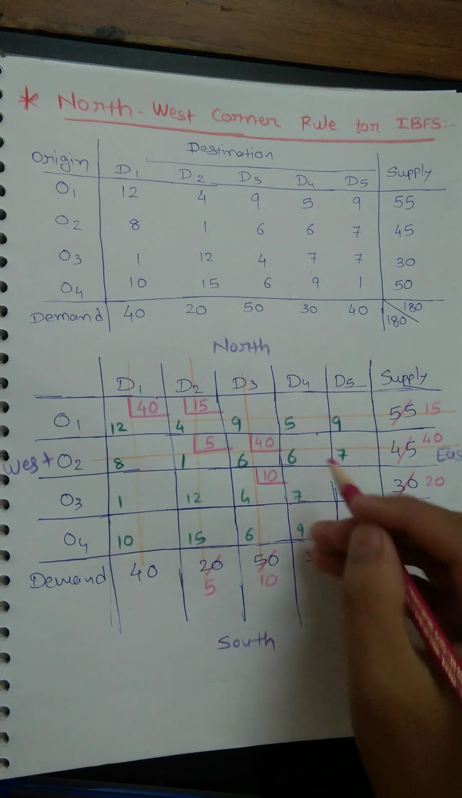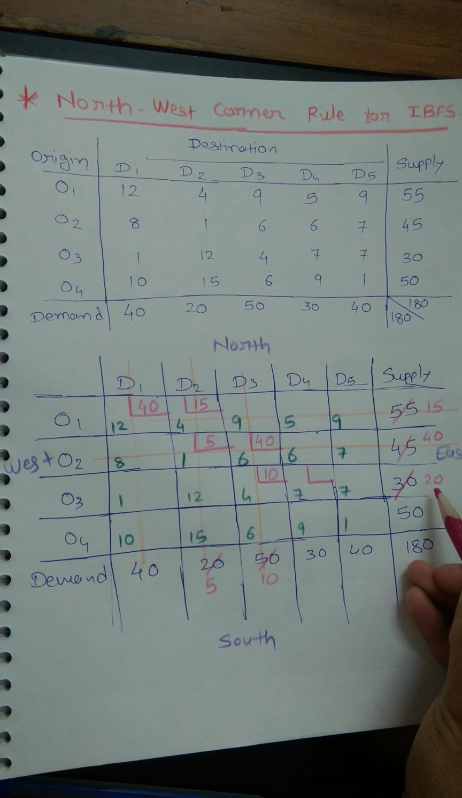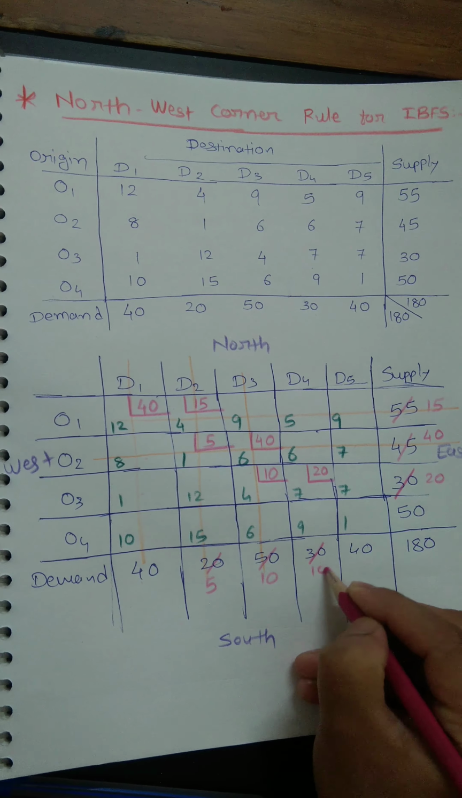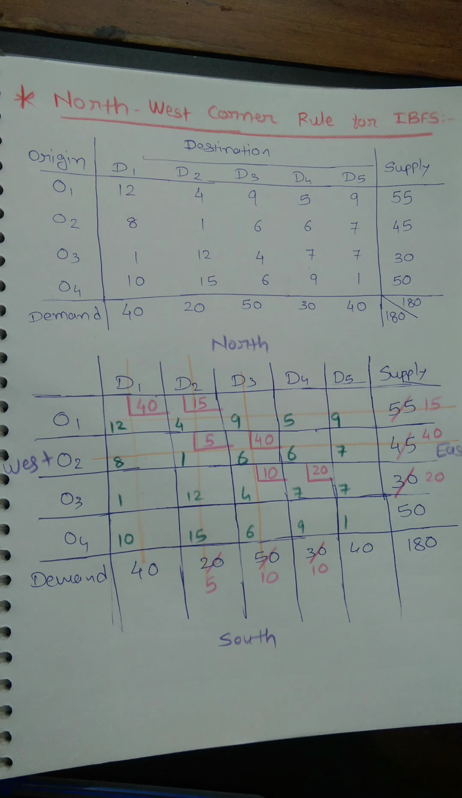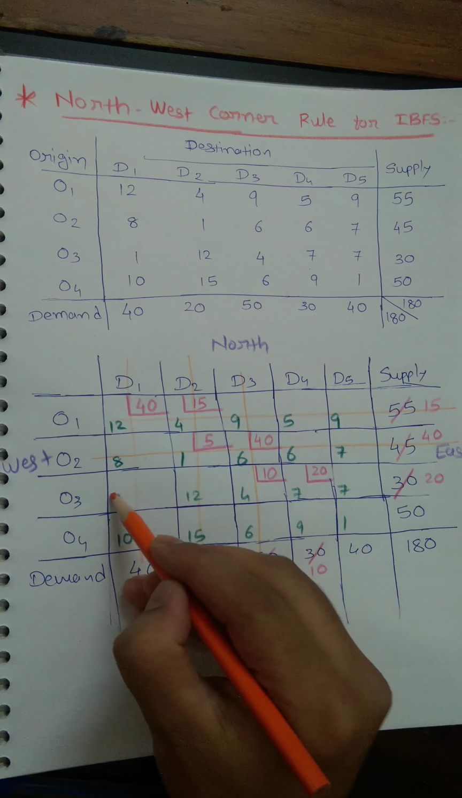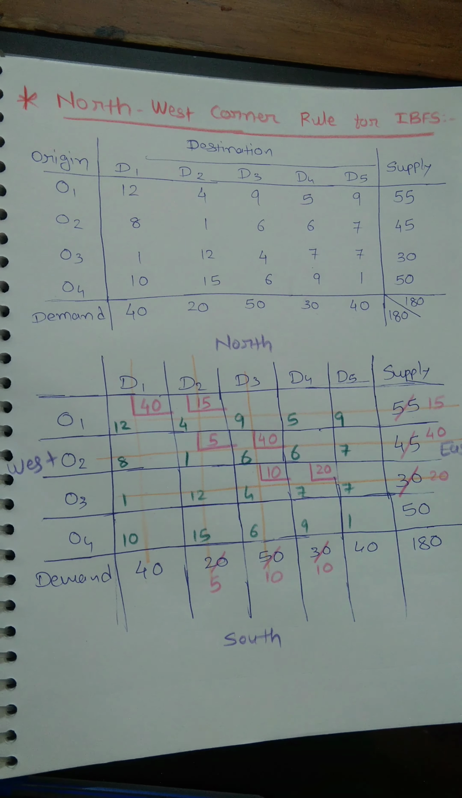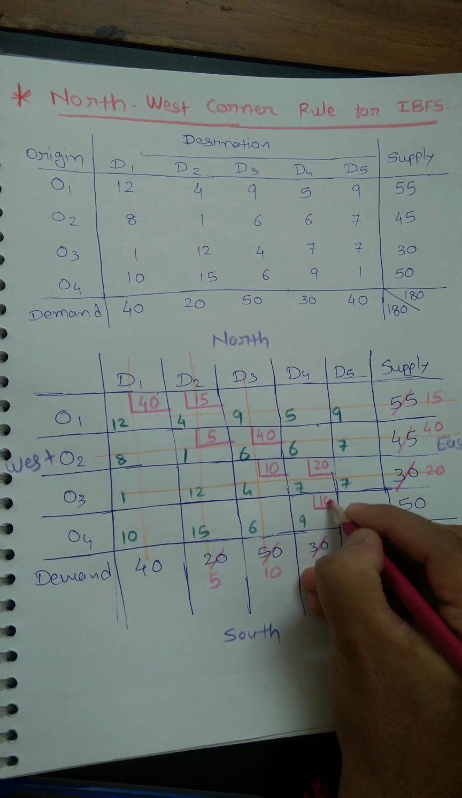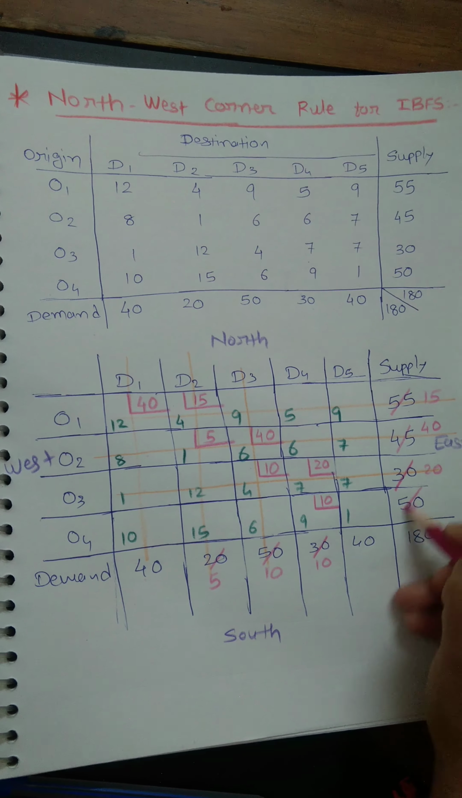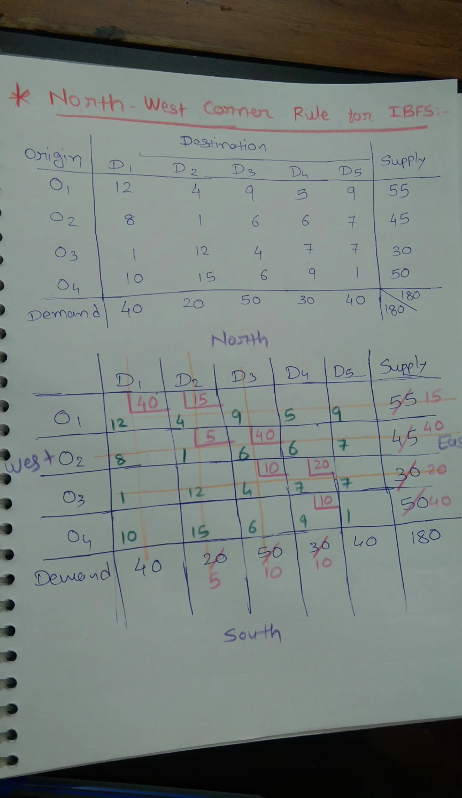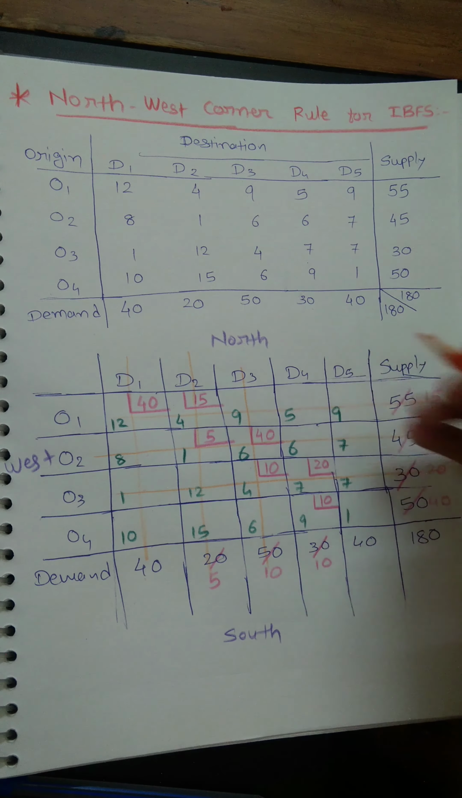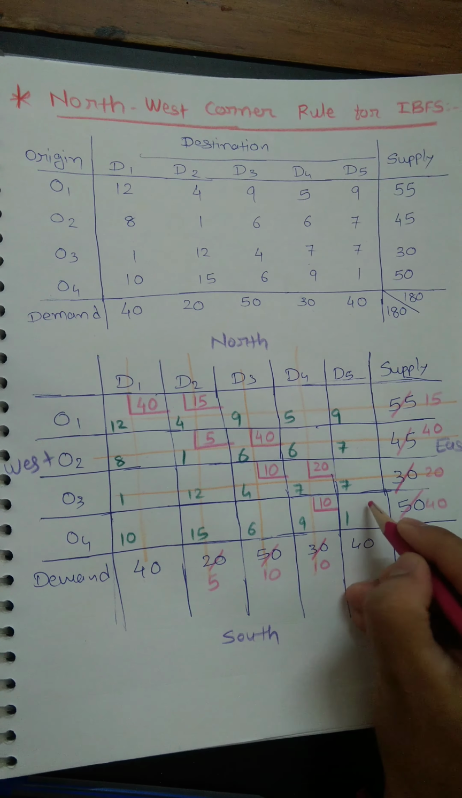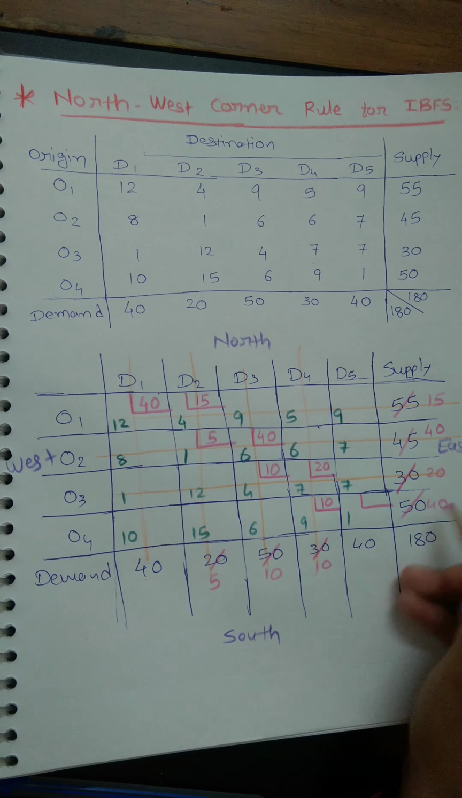Okay, now in this cell, 20 and 30, so 20, here 30 minus 20 will become 10. Okay, so I will cancel this row now. Finally here I will allocate, 10 and 50, so I will allocate 10. Okay, and here 40 will remain, and I will cancel this particular column. Okay, and at last I am having 40.